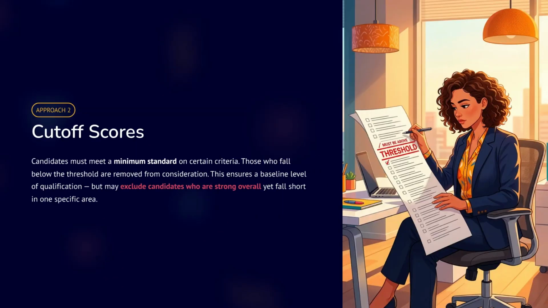Another approach uses cutoff scores. Candidates must meet a minimum standard on certain criteria. Those who fall below the threshold are removed. This ensures a baseline level of qualification, but may exclude candidates who are strong overall. Consider a candidate who performs well across most areas but falls just below the cutoff on a single test. Even if they're strong overall, they are removed from consideration. Meanwhile, another candidate who may meet the minimum on every requirement but doesn't stand out in any one area may continue forward in the process.